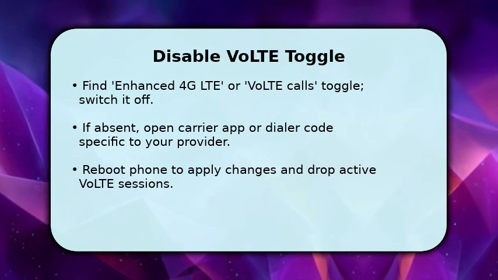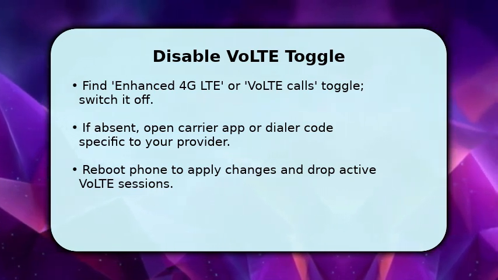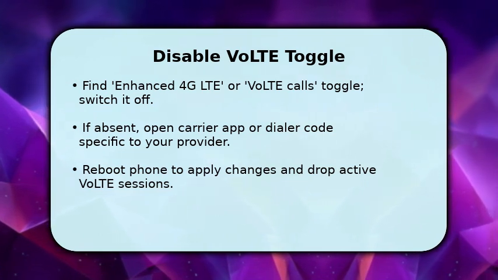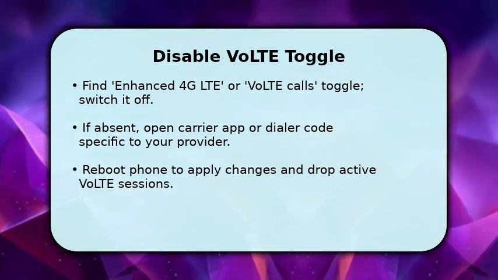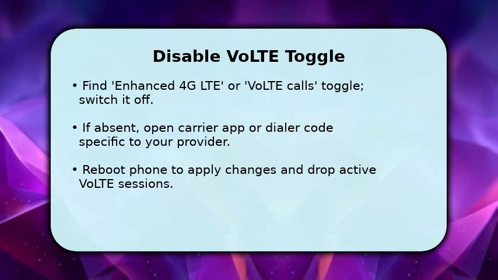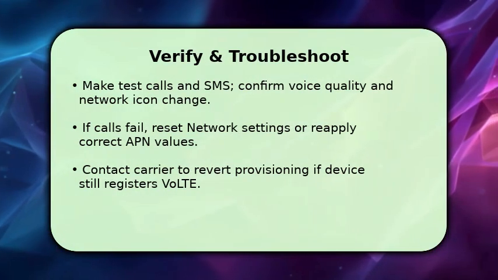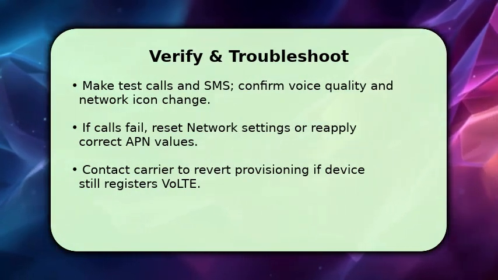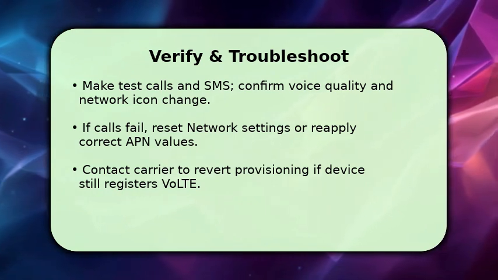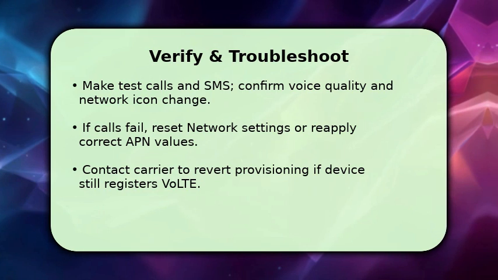Once toggled, reboot the phone so active VoLTE sessions drop and new calls use legacy voice. Make sure to monitor signal icons to confirm the shift from VoLTE to standard voice. Finish by making several test calls and sending SMS to verify normal voice routing and quality. Watch for the absence of the VoLTE icon.